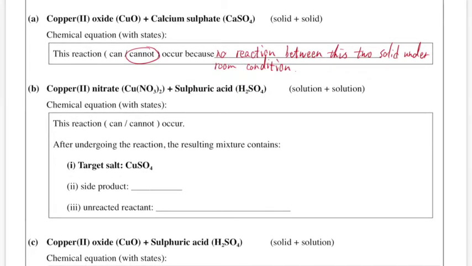For part B, we have copper 2 nitrate, and then we also have sulfuric acid. Now copper 2 nitrate is a nitrate salt, so it must be soluble, so that's a solution. And sulfuric acid, in order to show the acidic property, is also a solution. So for these two, would any reactions take place? The answer is yes, but there is a condition for that. It's only when hot and concentrated sulfuric acid is being used.